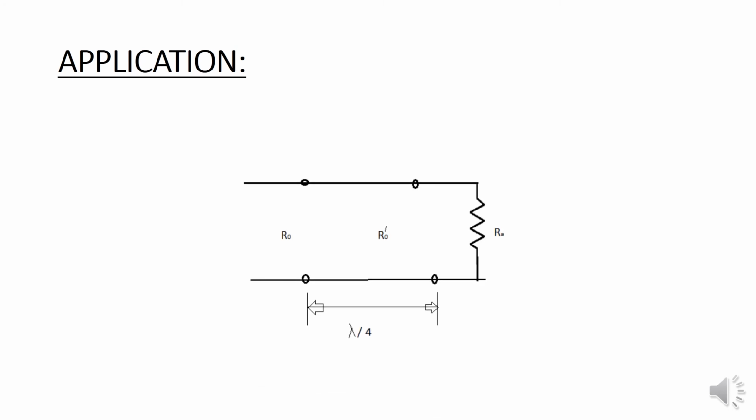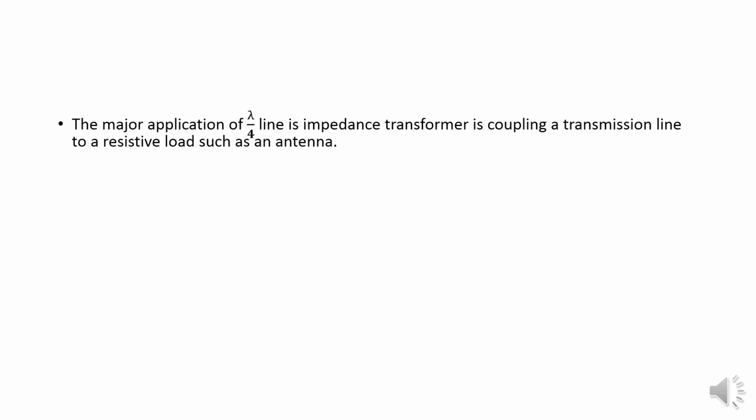Now, in the application of the quarter wave transformer, the length is lambda by 4, and R naught, R naught dash and RA are the characteristic impedances and resistances involved. The transformer couples the transmission line to a resistive load such as an antenna.